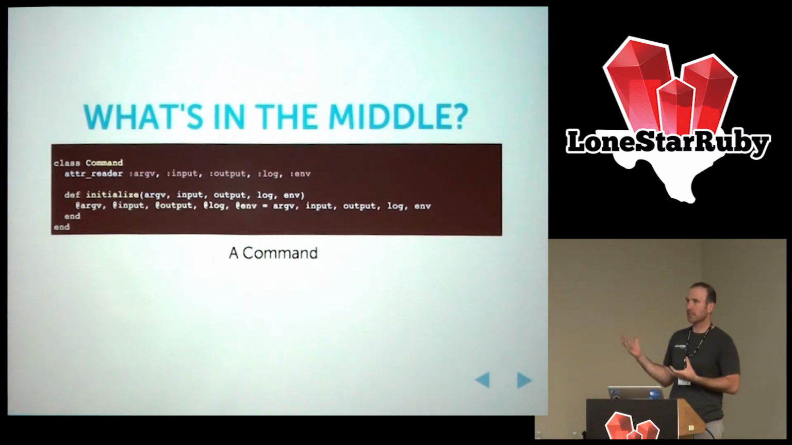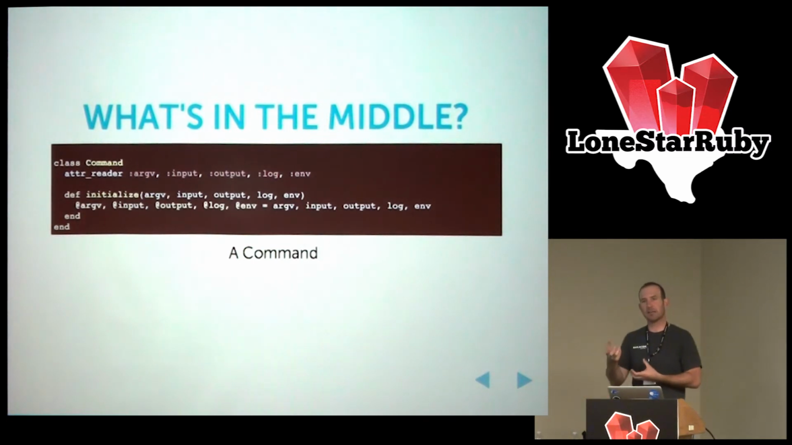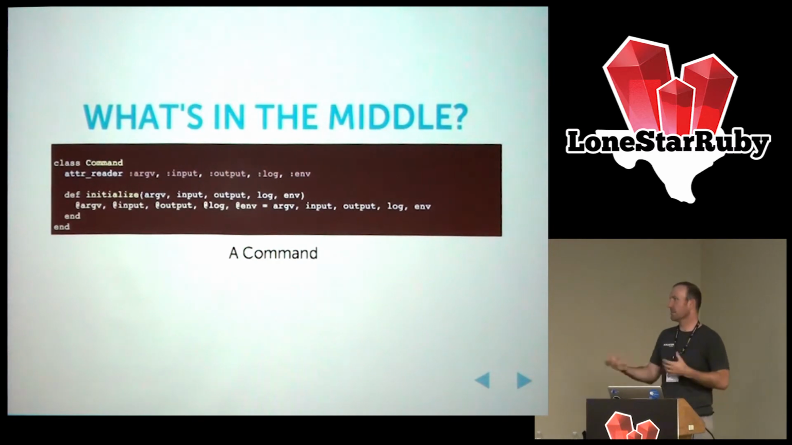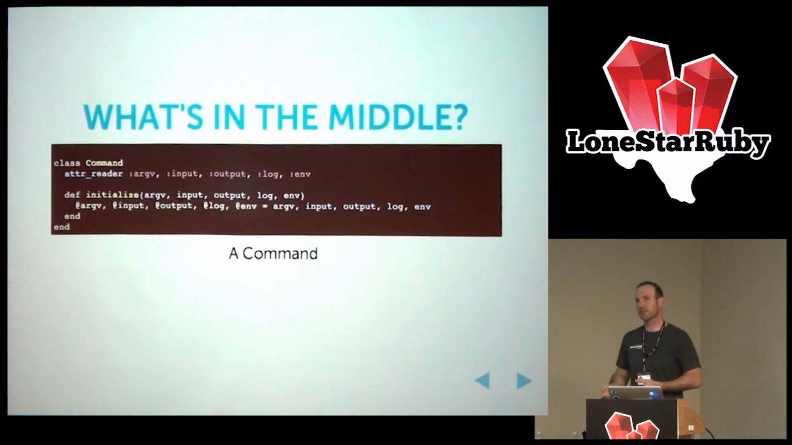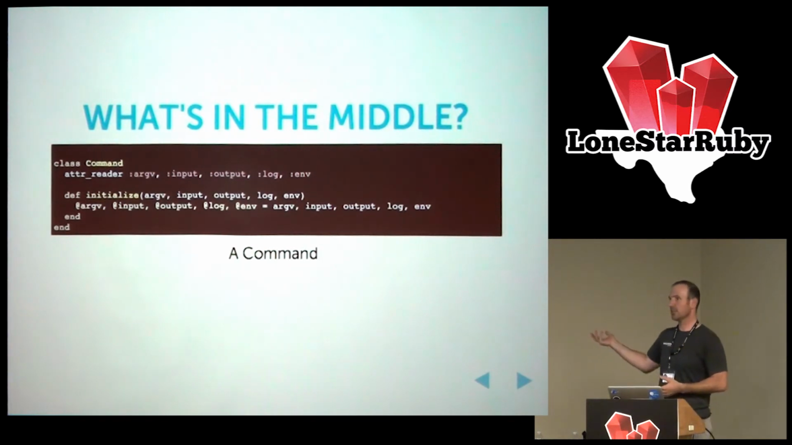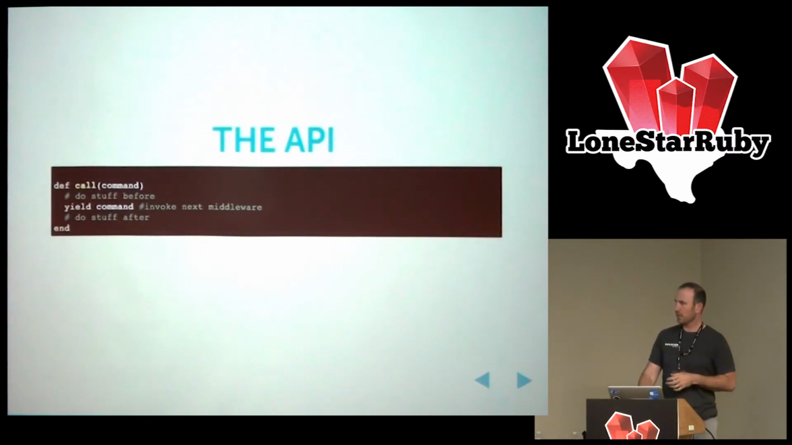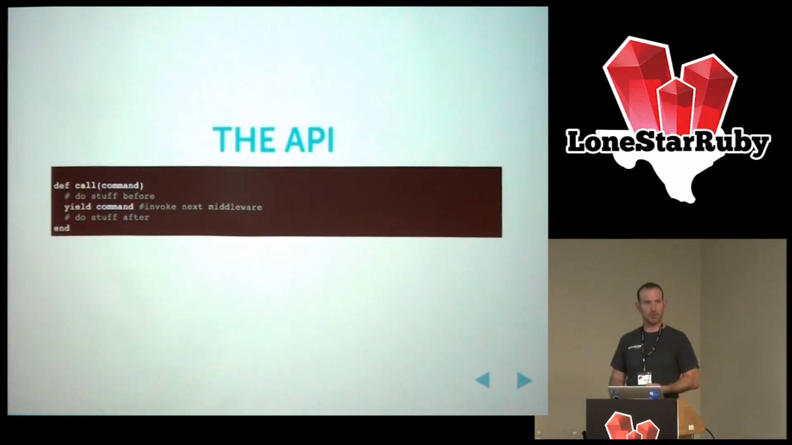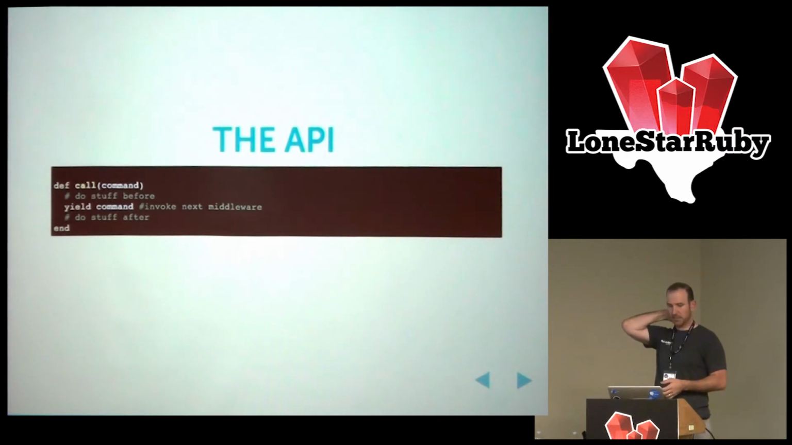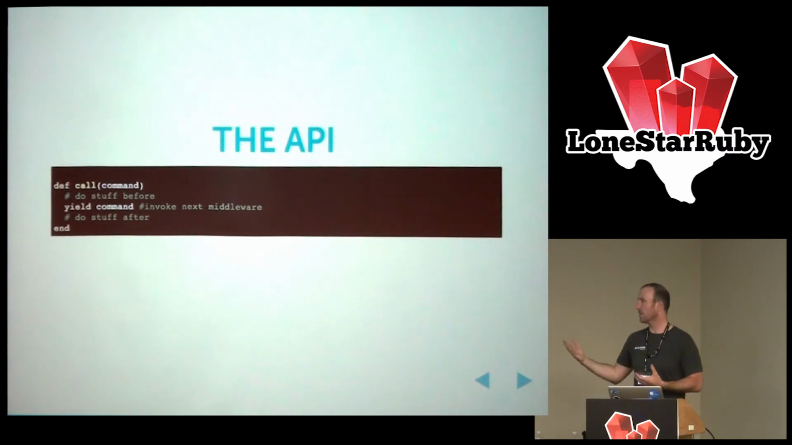Well, the first thing is you've got to capture the essence of what the Unix process model is, or what a command is. And it's actually quite simple. I might be missing something here, but you've got a list of arguments, an input stream, an output stream, a stream to log stuff to, and a hash of environment variables. Really, it's just a data object that can be passed from one middleware to the other. And then the actual middleware API is very simple, just a simple instance of the middleware pattern. You've got a call method that takes the command.